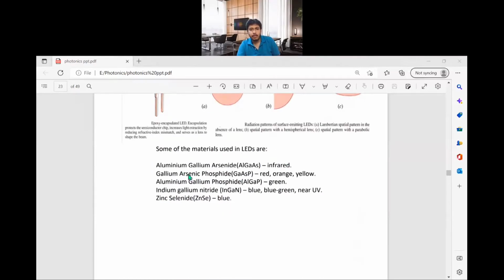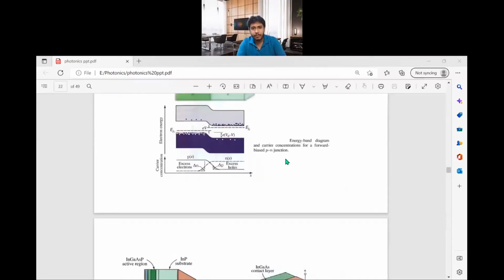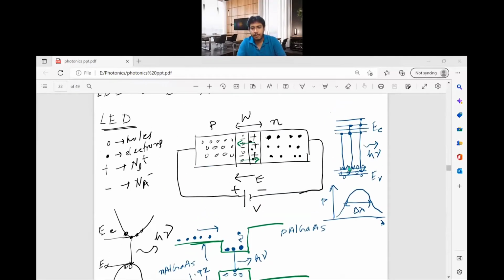And these are some materials used for the LED. This is for infrared and red, orange, green. Depending upon the band gap of the semiconductor, you will get different light. Gallium nitride is used for the blue light, depending upon the band gap. So this is the band gap. Depending upon the band gap of the material, you will get a different wavelength of the light.